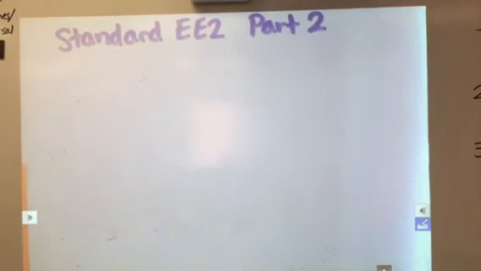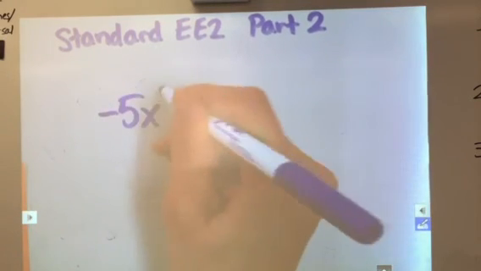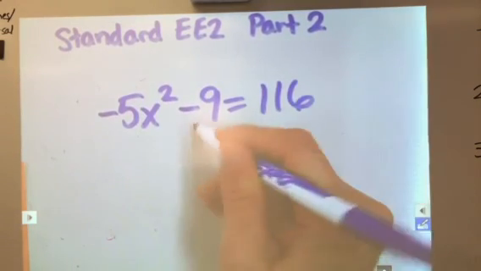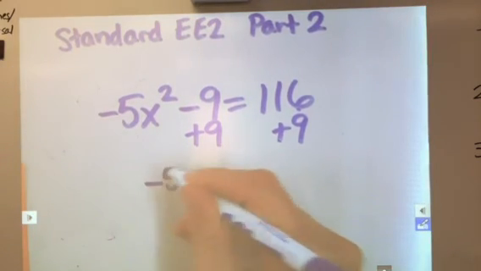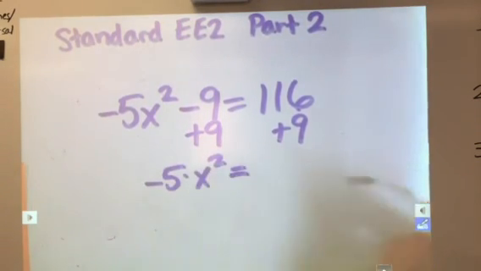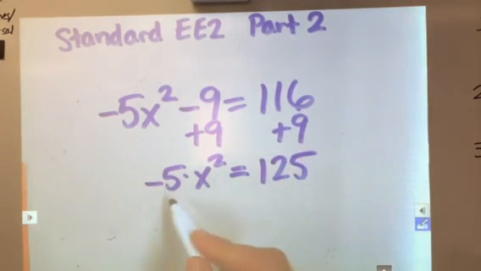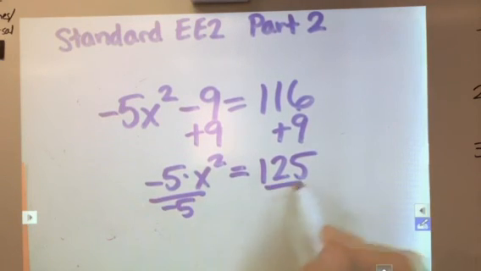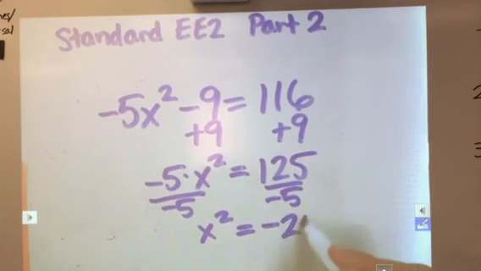One more example. If we have negative 5x squared minus 9 equals 116, add 9 to both sides. Negative 5 times x squared equals positive 125. Now I need to get x squared by itself. Divide by negative 5 on both sides. x squared equals negative 25.